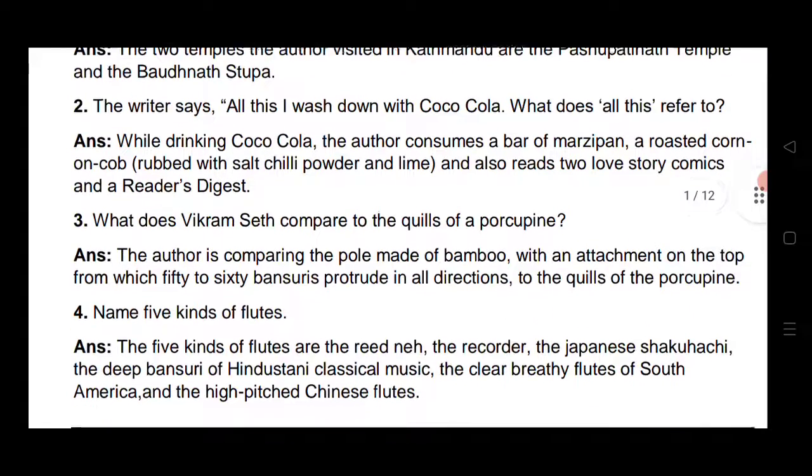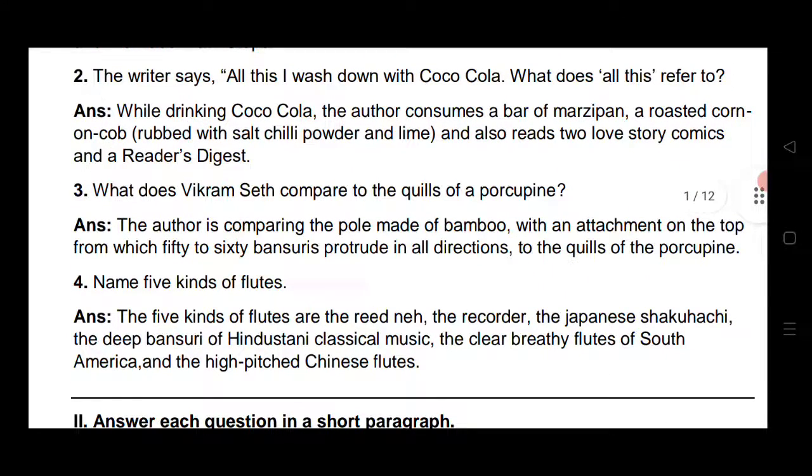Question number 2. The writer says, "All this I washed down with Coca-Cola." What does "all this" refer to? While drinking Coca-Cola, the author consumes a bar of marzipan, a roasted corn on the cob, which means rubbed with salt, chili powder and lime, and also reads two love story comics and a Reader's Digest.